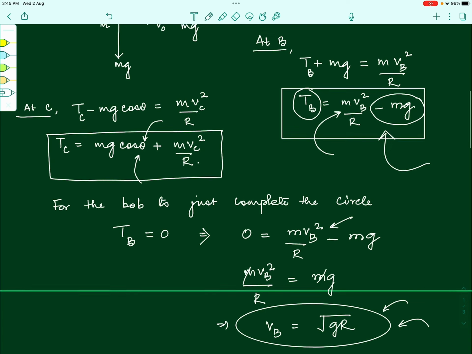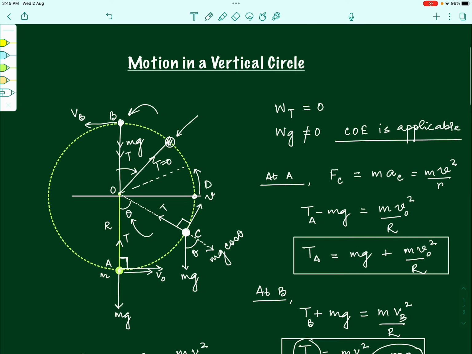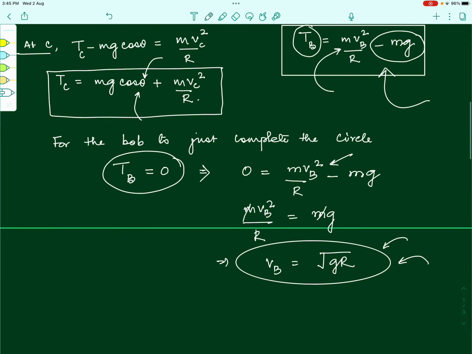And for this root gr, understand that the tension in the string will become 0 at the highest point. That means the string will just tend to become slack at the point B, but since at this point it still has a velocity and it moves to the right, as soon as it covers a certain distance, tension will come back. So this is the limiting case for the bob or the body to just complete the vertical circle, right?